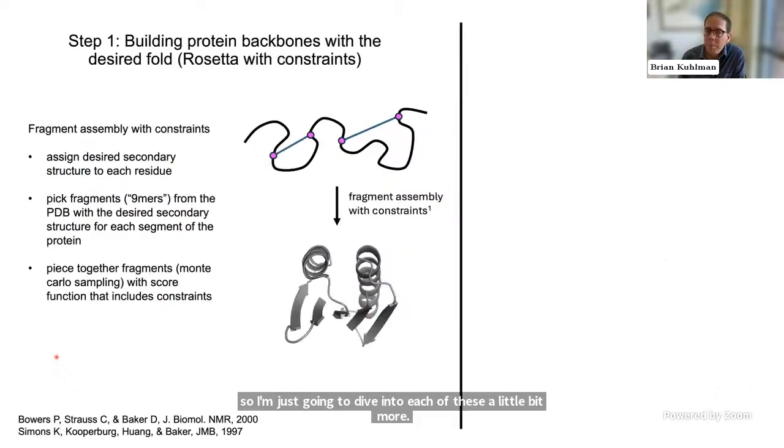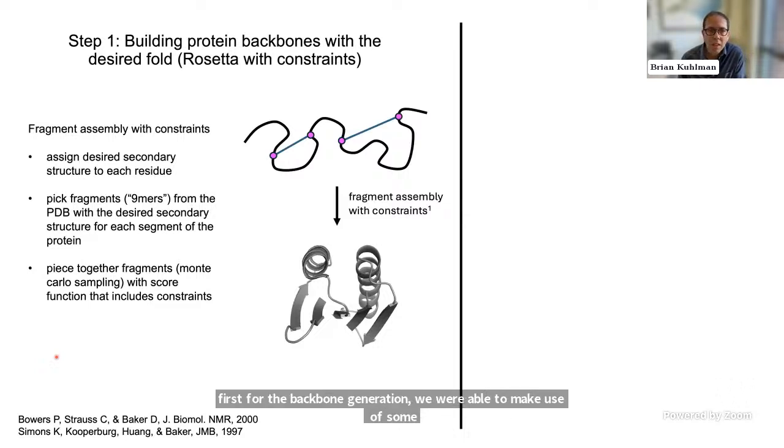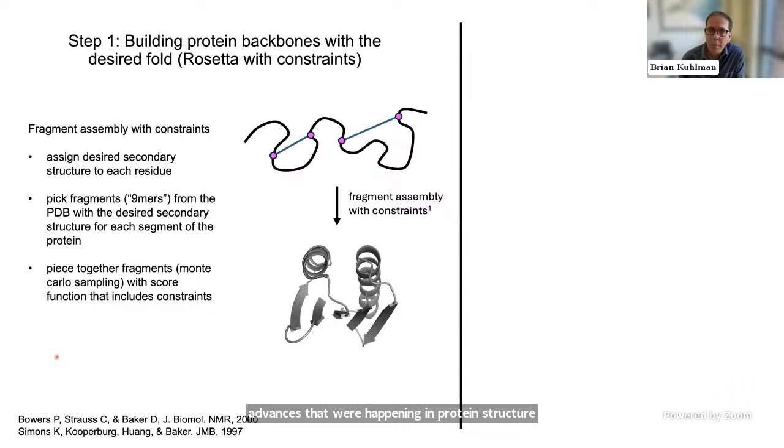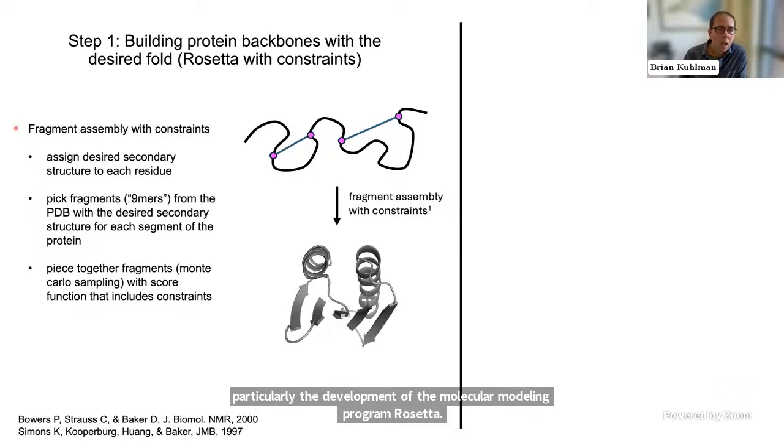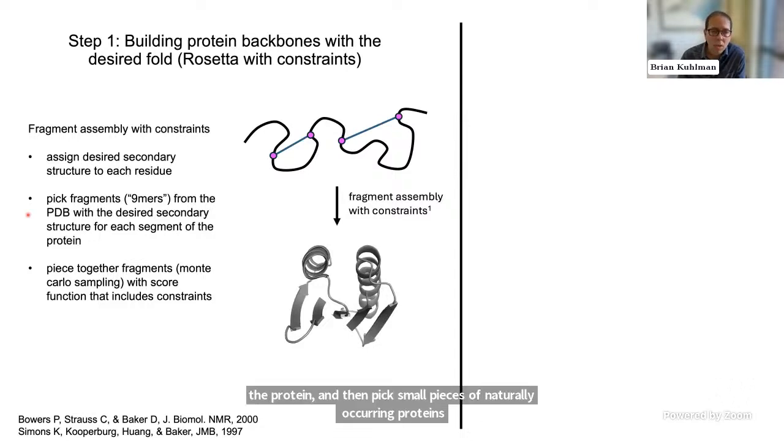So first, for the backbone generation, we were able to make use of some advances that were happening in protein structure prediction in David's lab, and particularly the development of the molecular modeling program Rosetta. And we settled on a protocol that could best be called fragment assembly with constraints. So this had three basic steps. So first, assign the desired secondary structure for each residue in the protein, and then pick small pieces of naturally occurring proteins with those desired secondary structural elements.